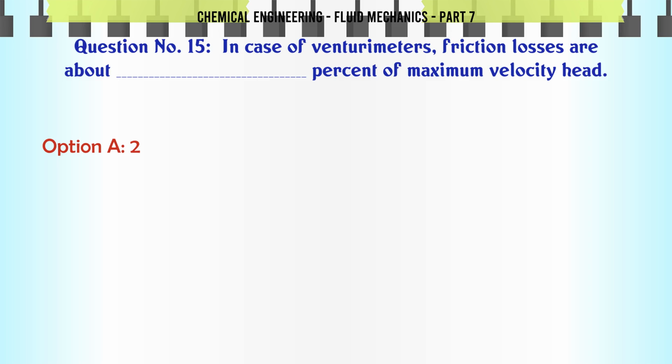In case of venturimeters, friction losses are about % of maximum velocity head. A. 2, B. 8, C. 12, D. 20. The correct answer is 2.